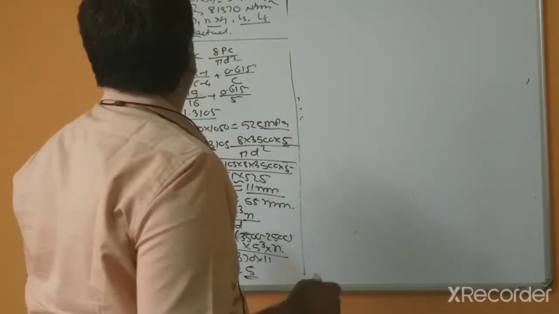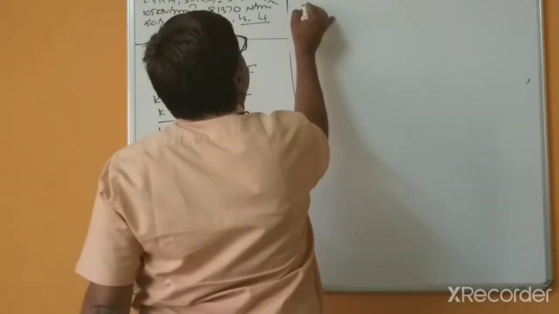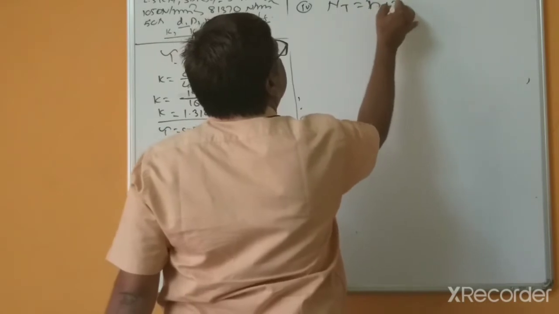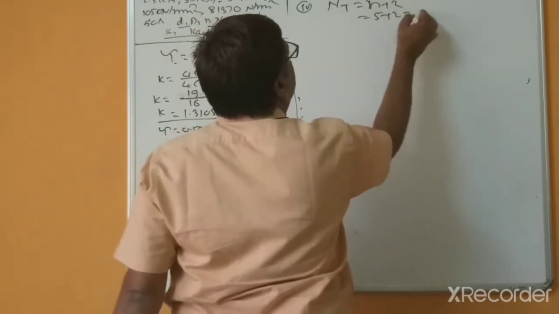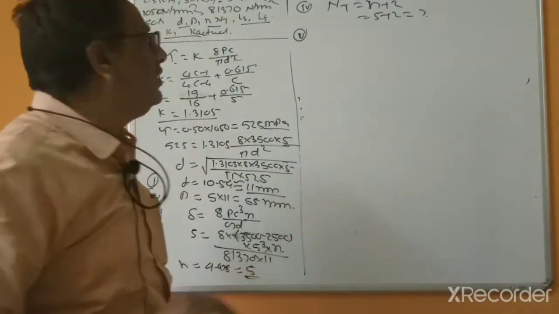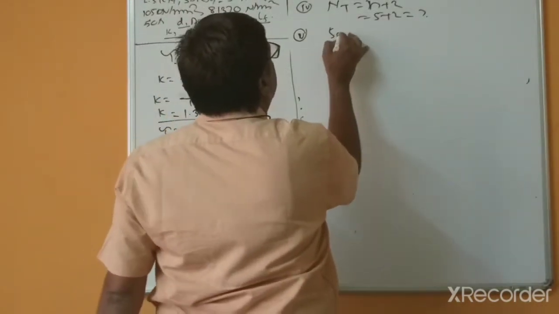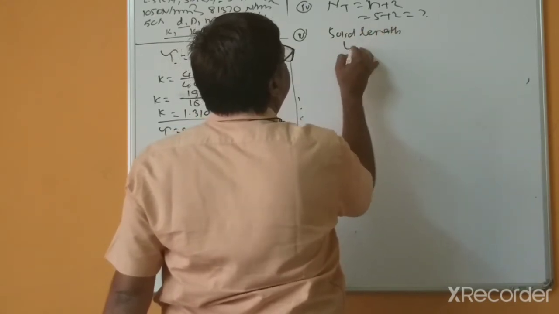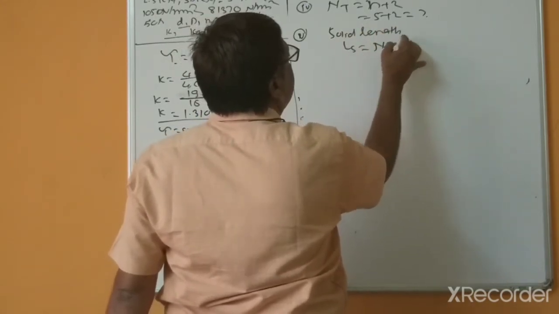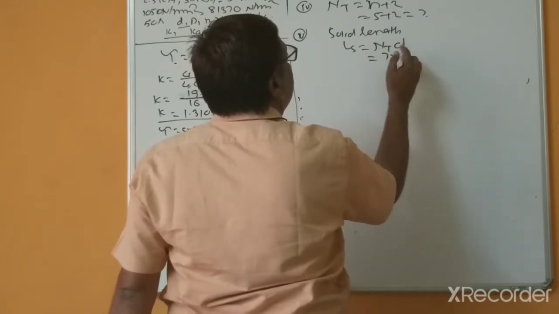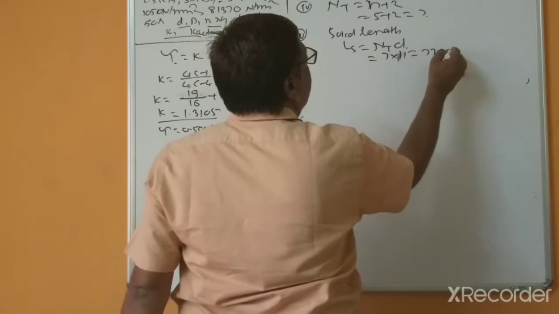Fourth bit, total number of turns. Because this is square and ground ends, nt equals n plus 2, this is 5 plus 2 equals 7. Fifth bit, solid length equal to, what is the formula? Solid length ls equals nt into d, nt equals 7 multiplied by d equals 11, this is 77 mm.